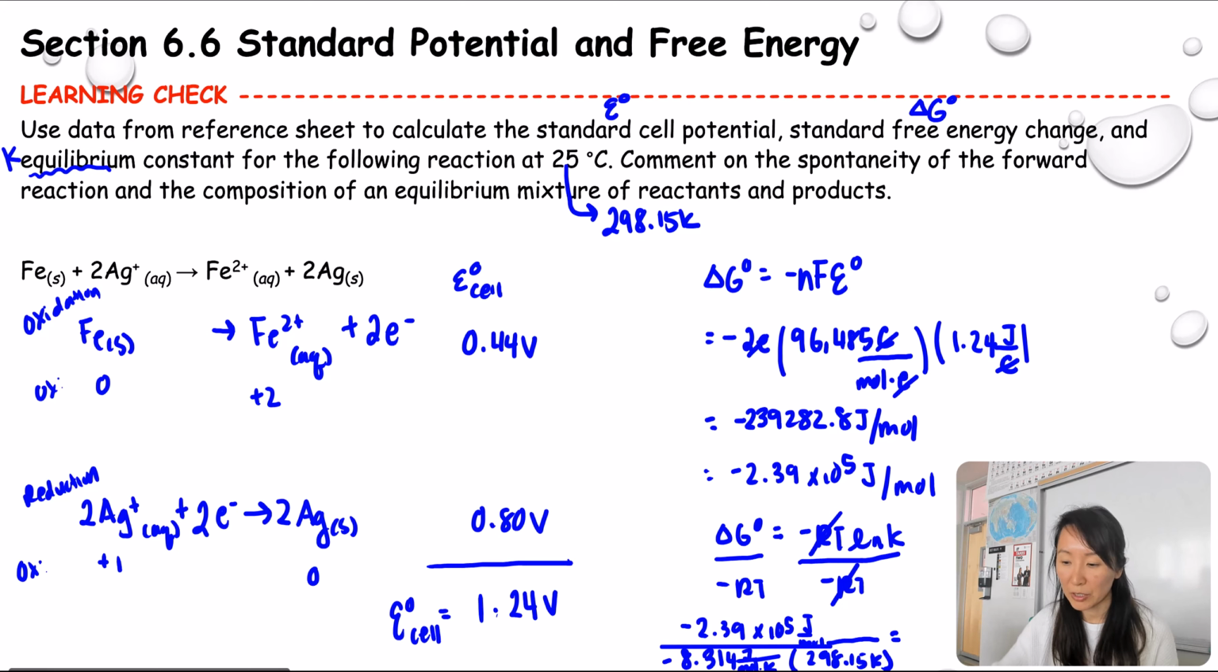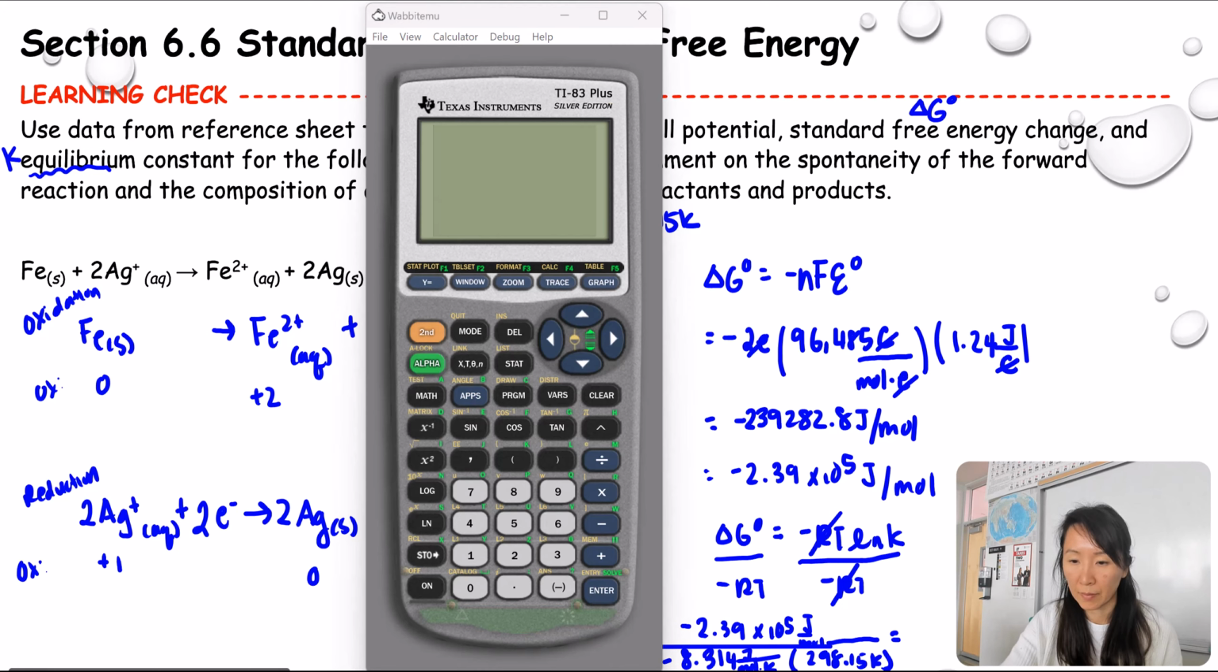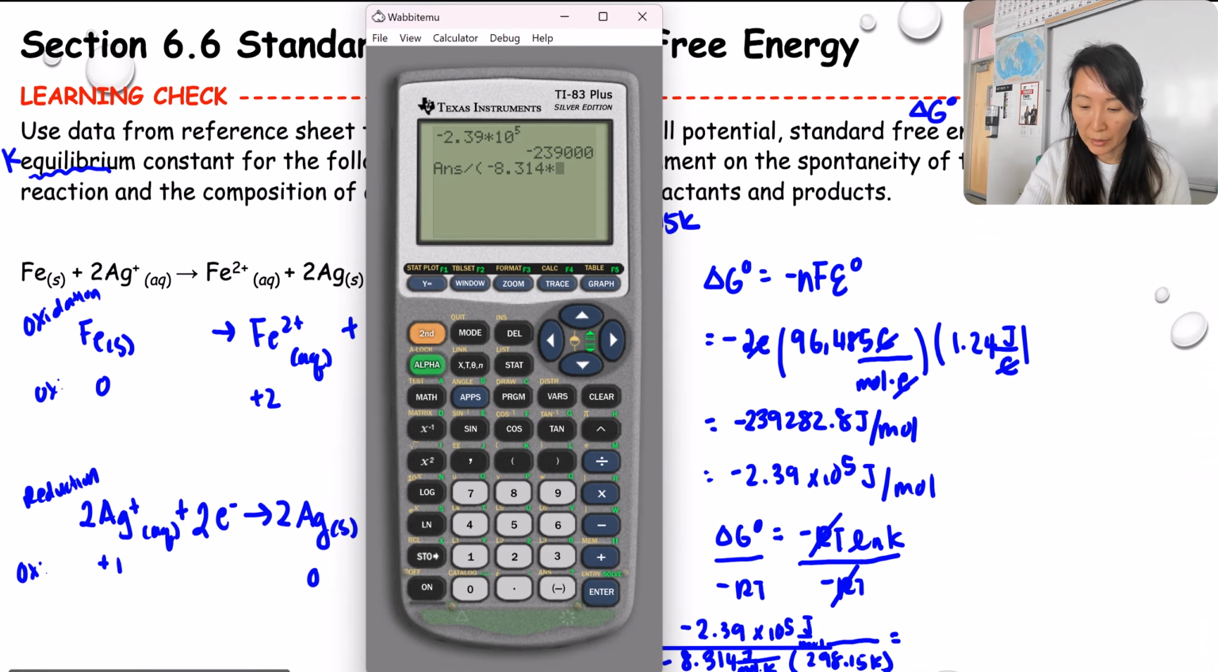So I'll go ahead and punch this out into the calculator. Here I go. So I have -2.39 times 10 to the 5th power. And I'm just going to press enter. Divide that by the -8.314 times 298.15, and I'm going to close the parentheses to let the calculator know that everything is under that. So I get 96.41 approximately.